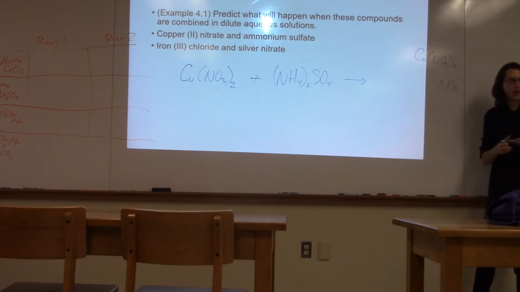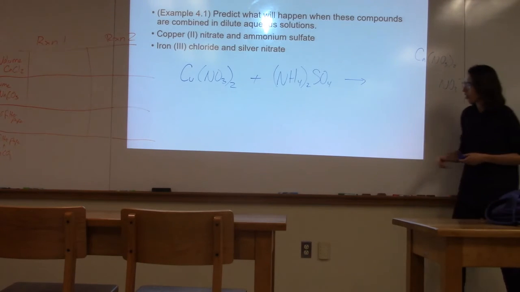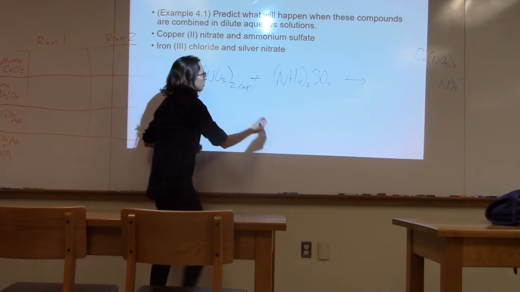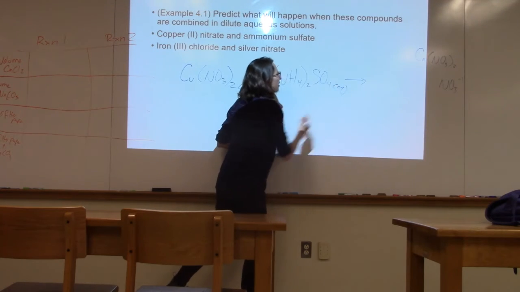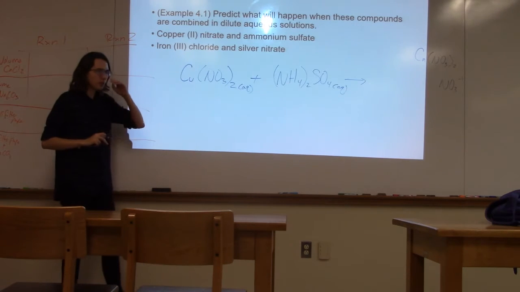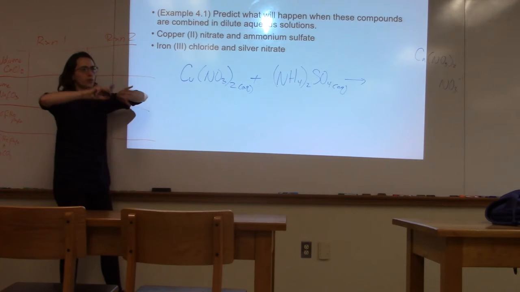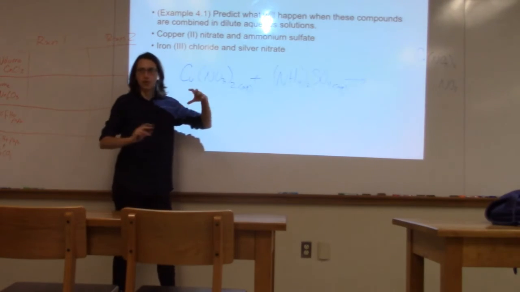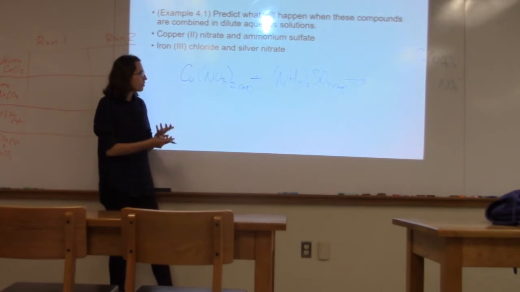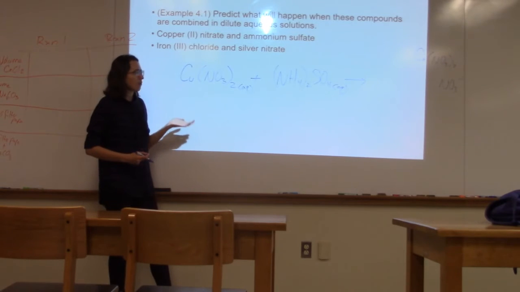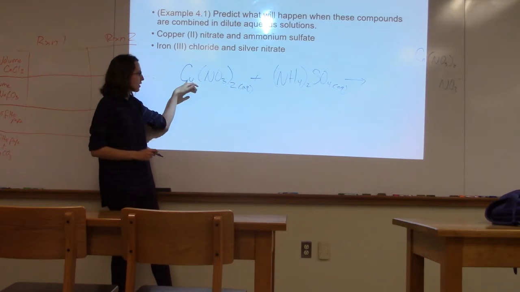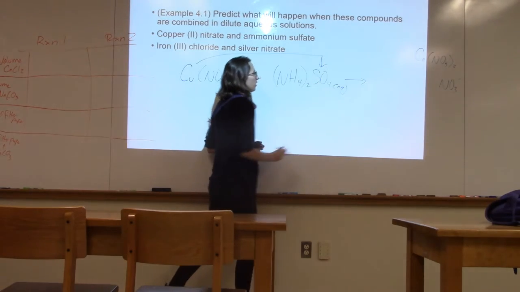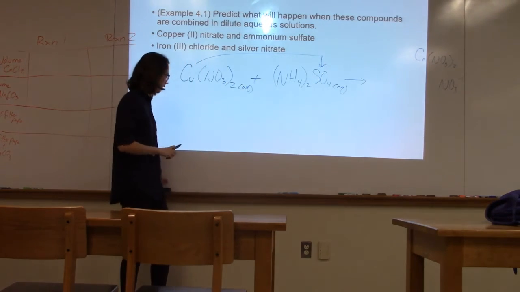Now if I combine solutions of these together, remember, these are all aqueous. In an aqueous solution, these ions are separated from each other and bouncing around. And so they can bounce into each other, and we could potentially have a reaction. So if this cation, the copper, wound up with this anion, what would that product be?